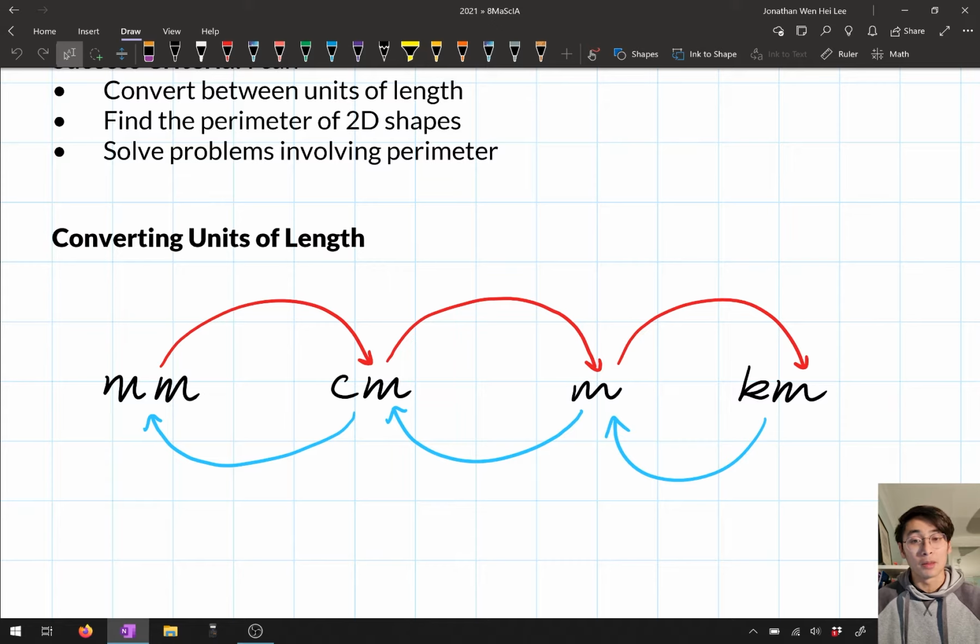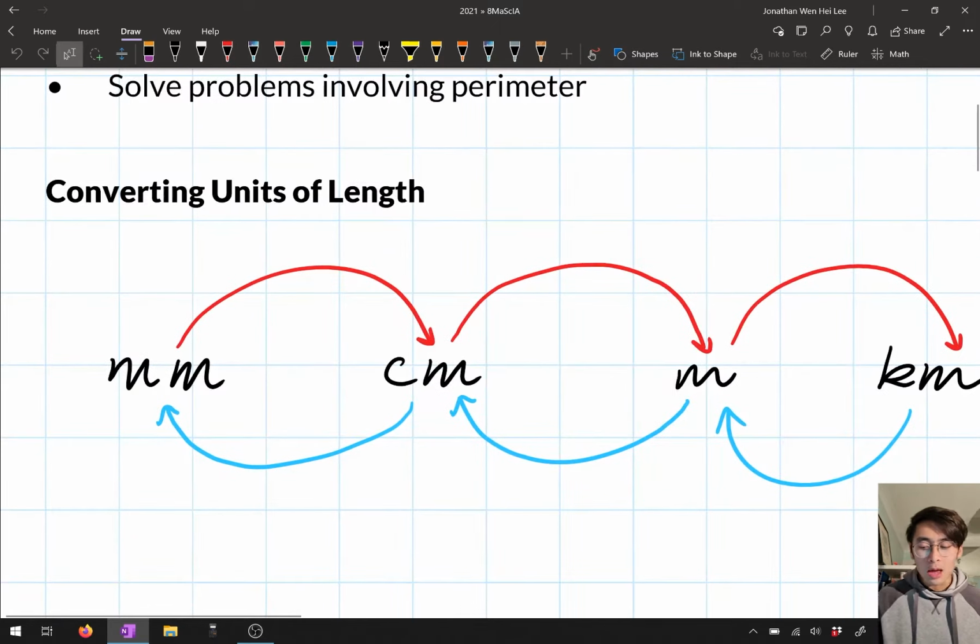So here we've got millimeters on the left, centimeters, meters, and kilometers. Now we want to be able to convert between these units. These units are all just different units of measurement for lengths. We can use them to measure all different lengths, but what we want to do is be able to convert between them. So I'm going to start off by looking at millimeters to centimeters.